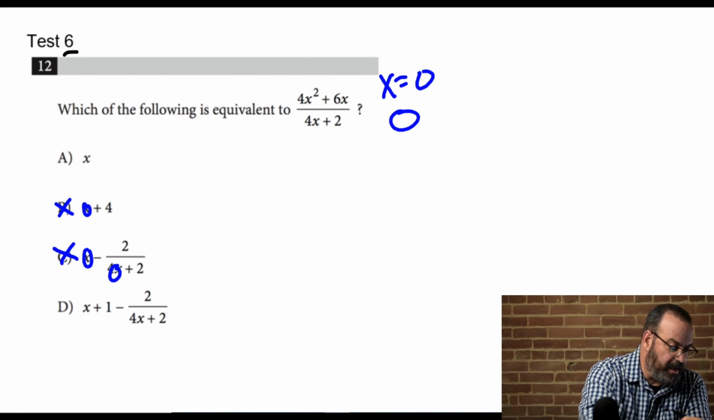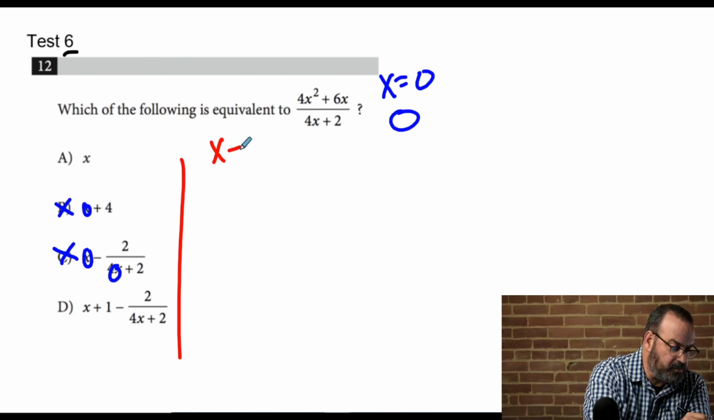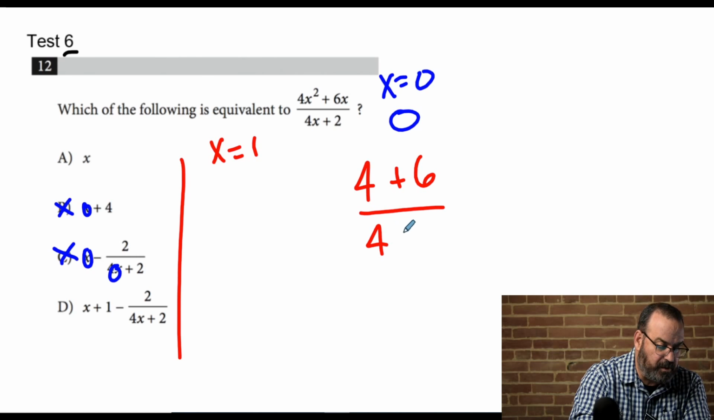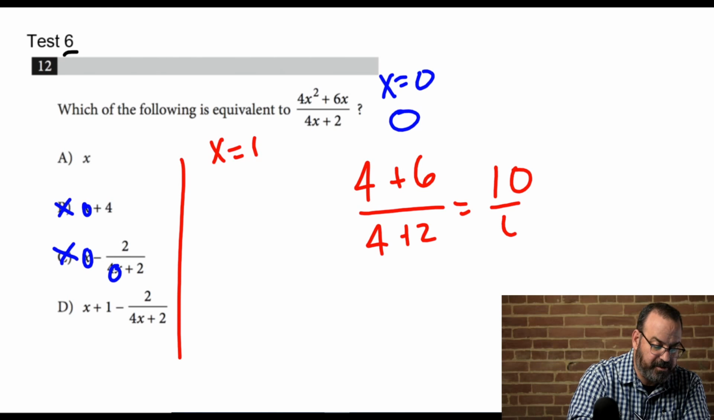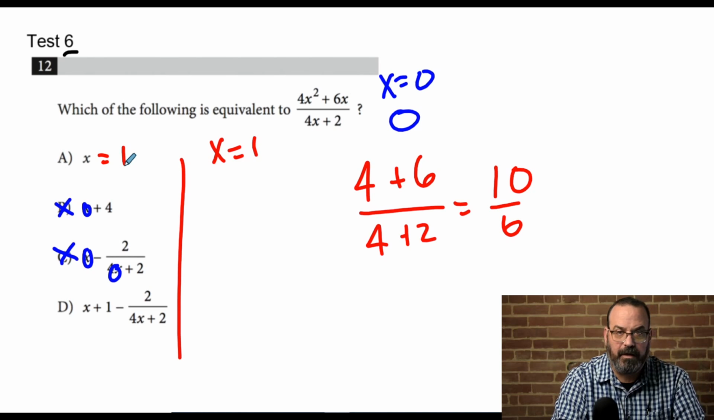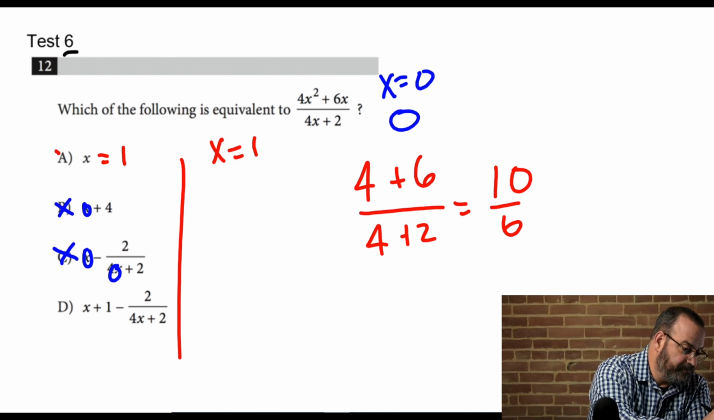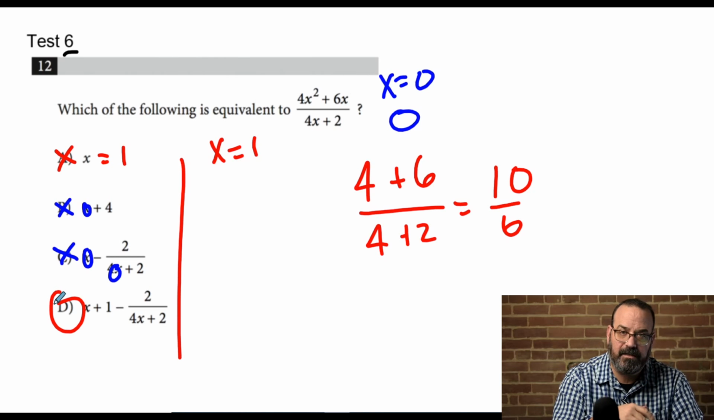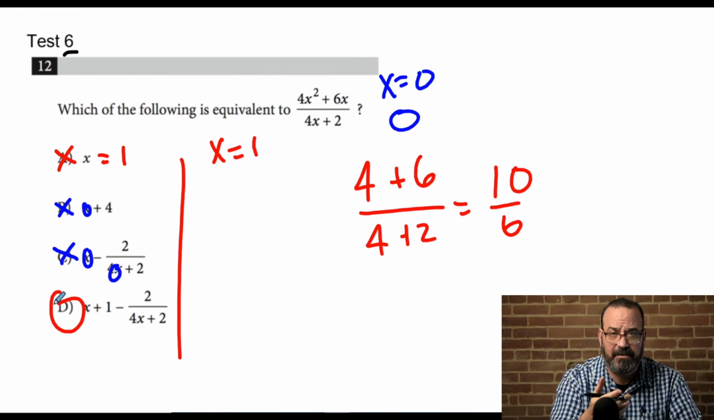So let's change to red and plug in x equals 1. Well, that gives me 4 times 1 squared plus 6 over 4 times 1 plus 2. And this is 10 over 6. Answer choice A is equal to 1. Is 1 equal to 10 over 6? No. The answer is D. It's just as good to know the wrong answers as to know the right answer. And in this case, I eliminated all the answer choices by using 0 and 1.